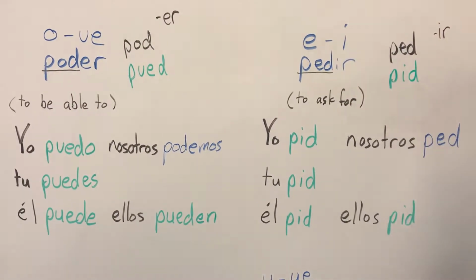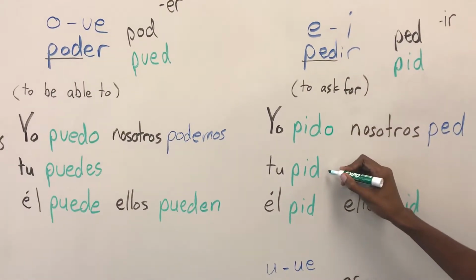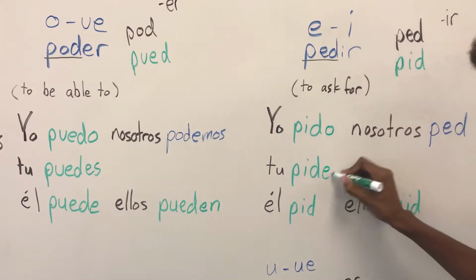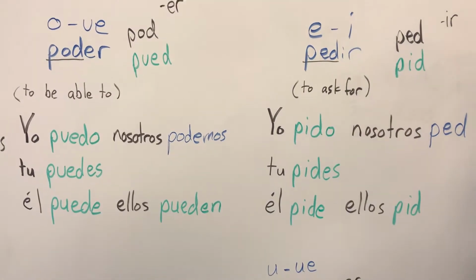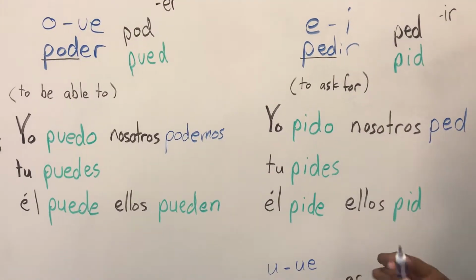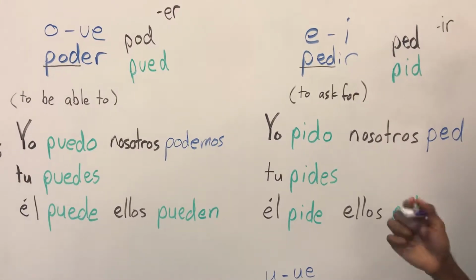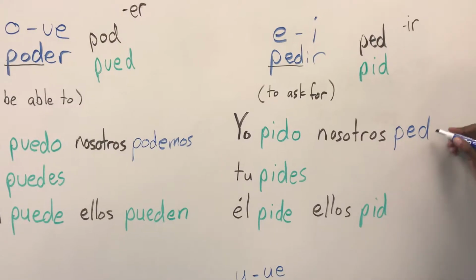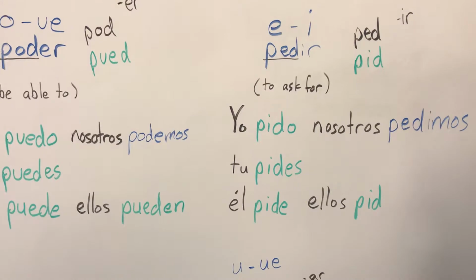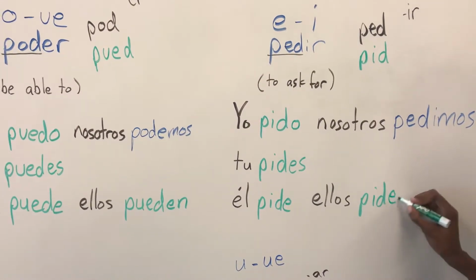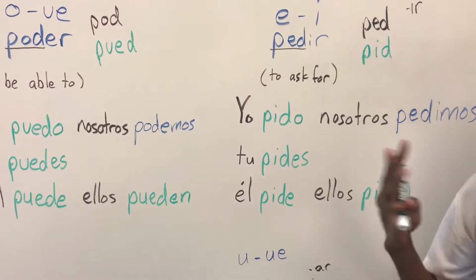Pid. All right, and here we have yo pido, tú IR endings, pides, él pide. And remember, for nosotros, the difference between ER and IR is nosotros endings are imos. With ER, it's amos. But for nosotros and IR, it's going to be imos. And ellos piden. Okay, and that's how you do three stem changers.